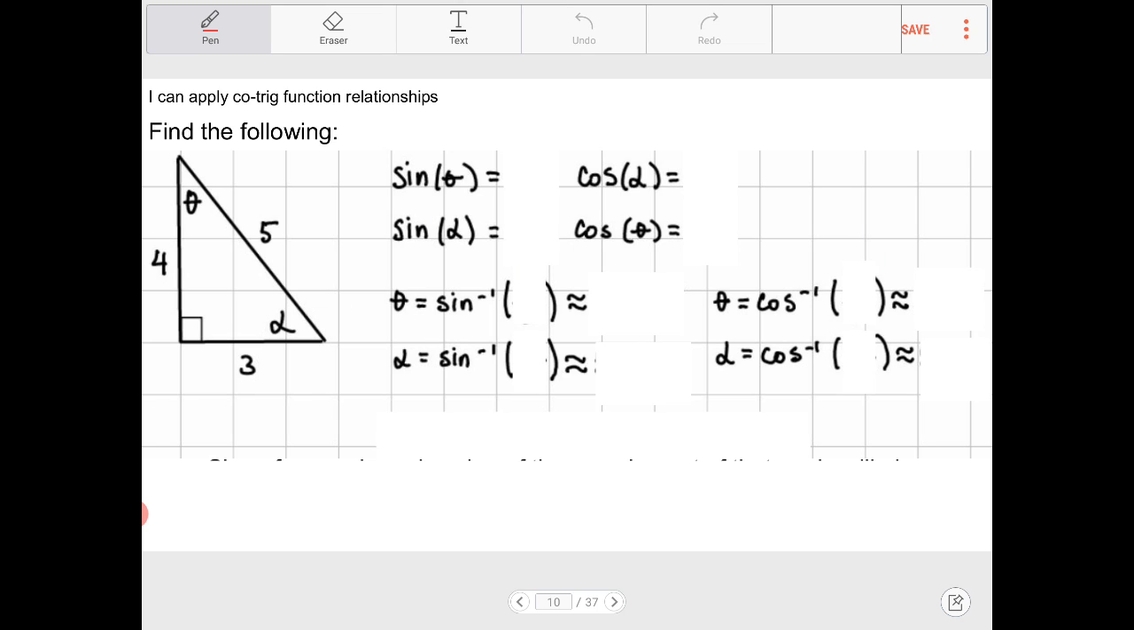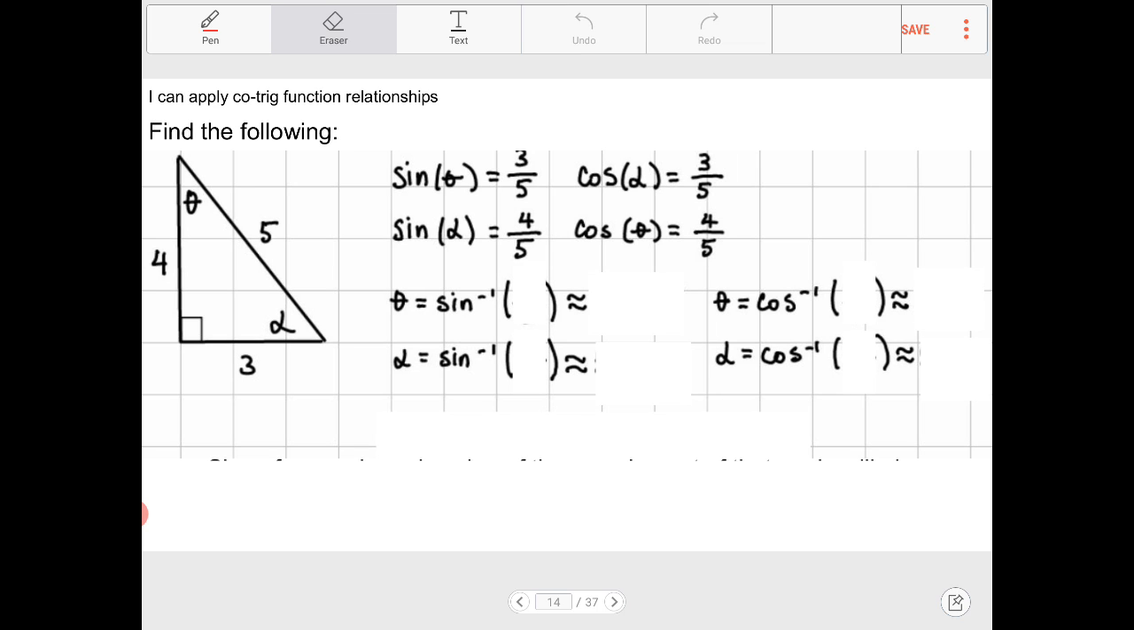So now I have another triangle, and this time it's not that obvious what theta and alpha are. But we're going to do this again. Pause the video to see if you can figure out what this is. Hopefully you guys had some time to think about this. So sine of theta is supposed to equal 3/5. Cosine of alpha, no surprise, 3/5. Sine alpha, 4/5. Cosine of theta, again, 4/5.